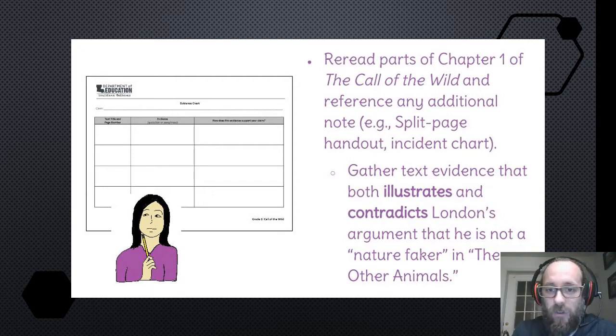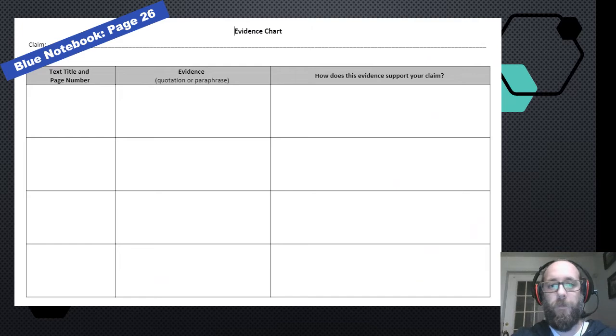Does he actually do what he says he's doing in that article? Does he do that in Call of the Wild? Or is he using Call of the Wild to make Buck into a person? So it's up to us to decide. And we will have a debate about this at the end of the next couple lessons. So prepare for that. Go ahead and turn with me in your blue notebook to page 26. Pause this video right now if you need to get to page 26.